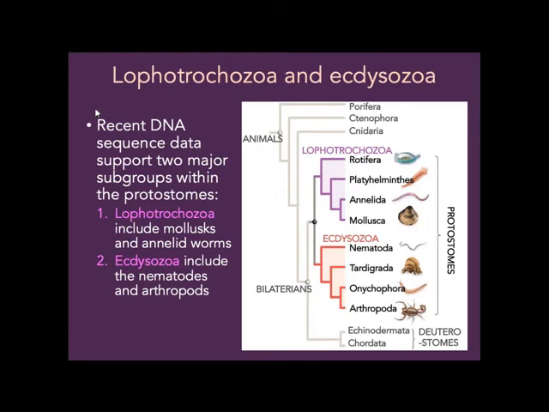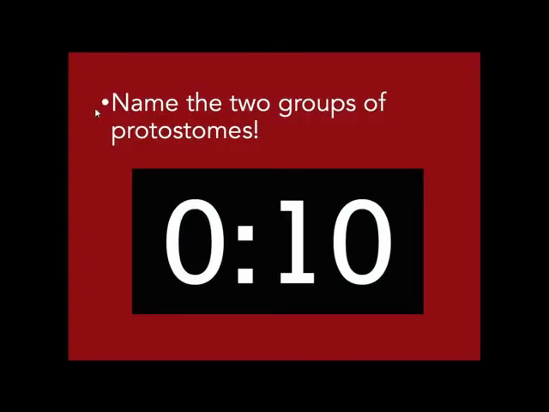Okay. So what we use now to divide up the protostomes is a more recent grouping based on DNA sequence data. This data reveals that there are two groups, the Lophotrochozoa, which includes rotifers, Platyhelminthes flatworms, annelids, and mollusks, and the Ecdysozoa, which includes nematodes, tardigrades, onychophora, which are like the velvet worms, and arthropods.